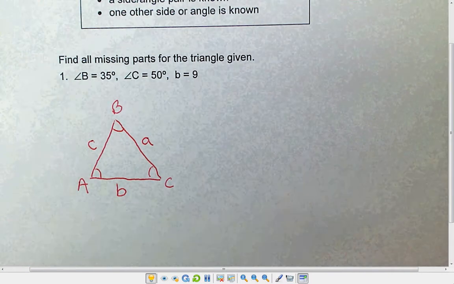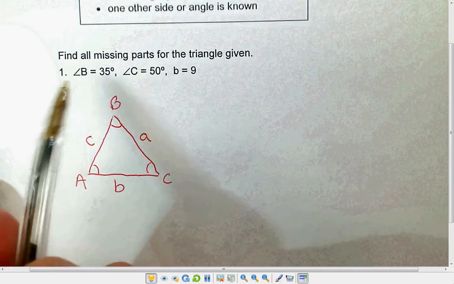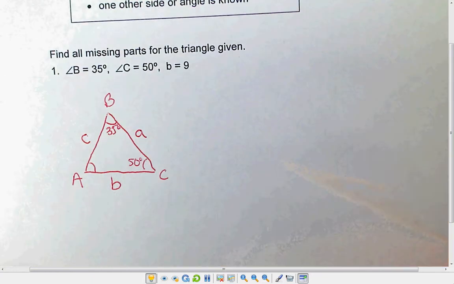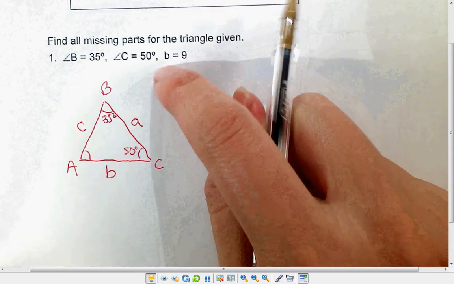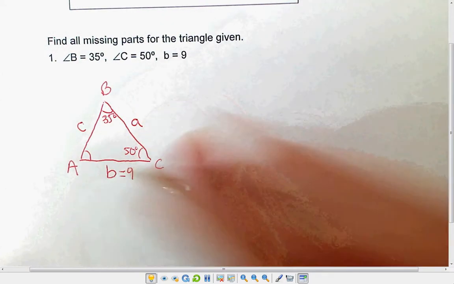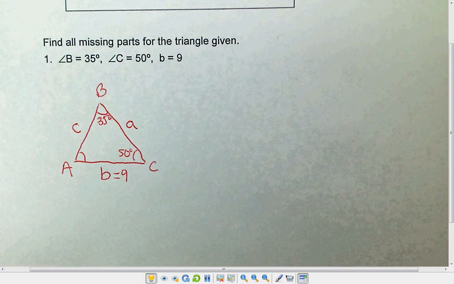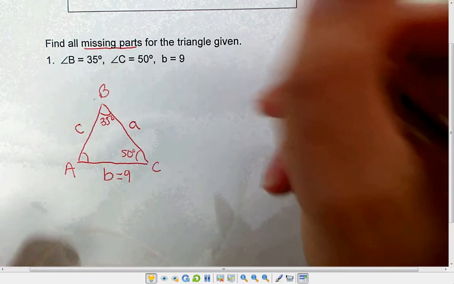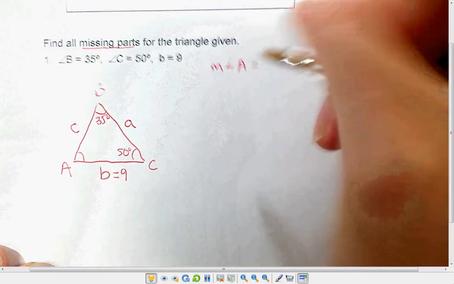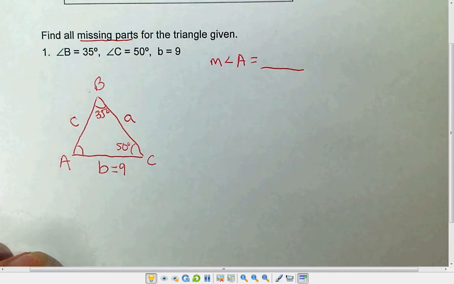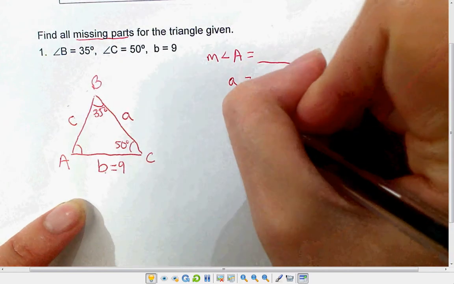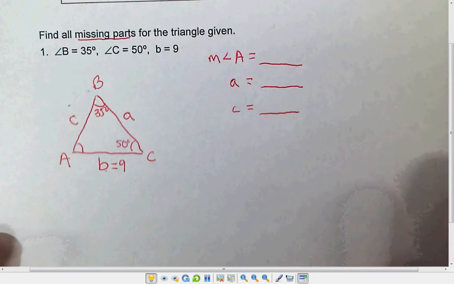So looking at it, we know that angle B is 35 degrees. So here's B, this is angle 35 degrees. We know that angle C is 50 degrees. So let's label angle C. And we know that side B, so this is a side now, is equal to 9. So the three things that we're looking for, because we're looking for all the missing parts, we know 2 of the angles. We're still missing the measure of side A. So that's one thing we're looking for. We're also looking for, we know side B, but we don't know A and C. So we're looking for side A and side C. Those are the 3 things we're going to look for.